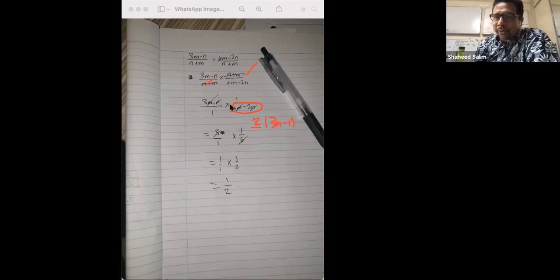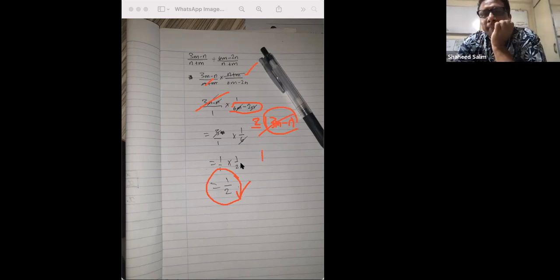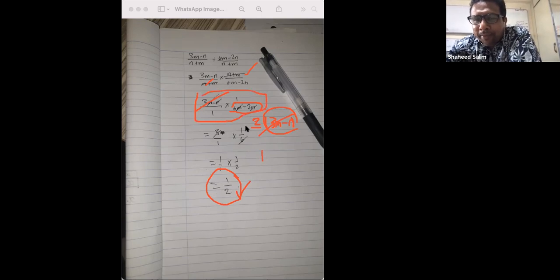Now you can see this one. You can cancel the whole thing with this. So what are you left with? You got the same answer, but it was a fluke. This method down here is not correct. This part is not correct. It's just that you got the same answer at the end. You must factorize first if you want to divide.